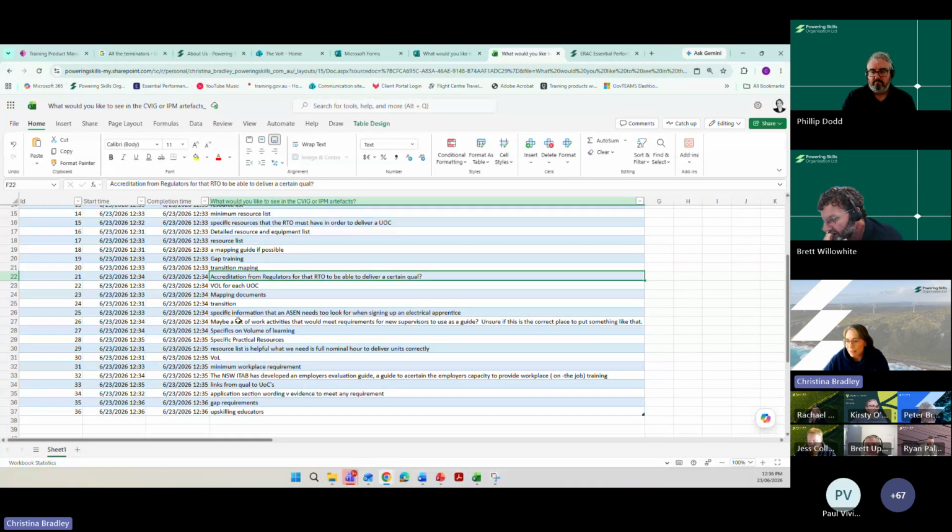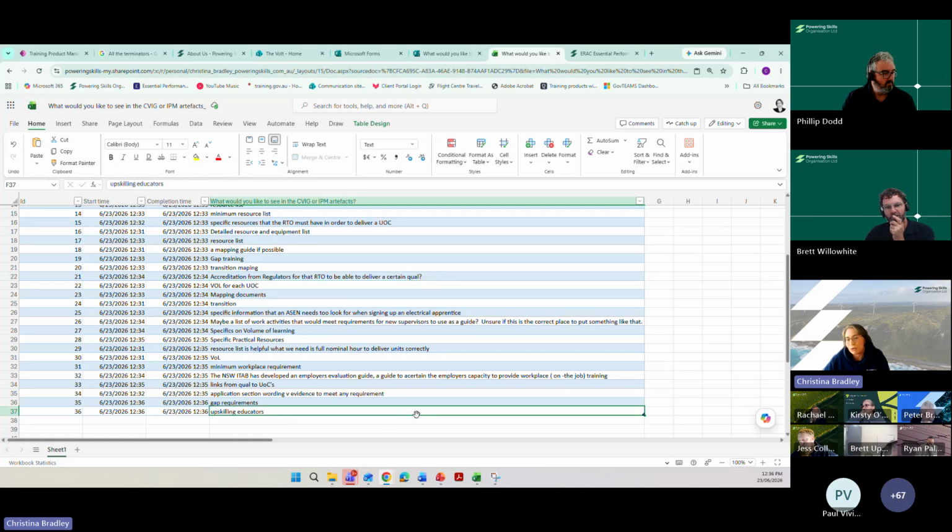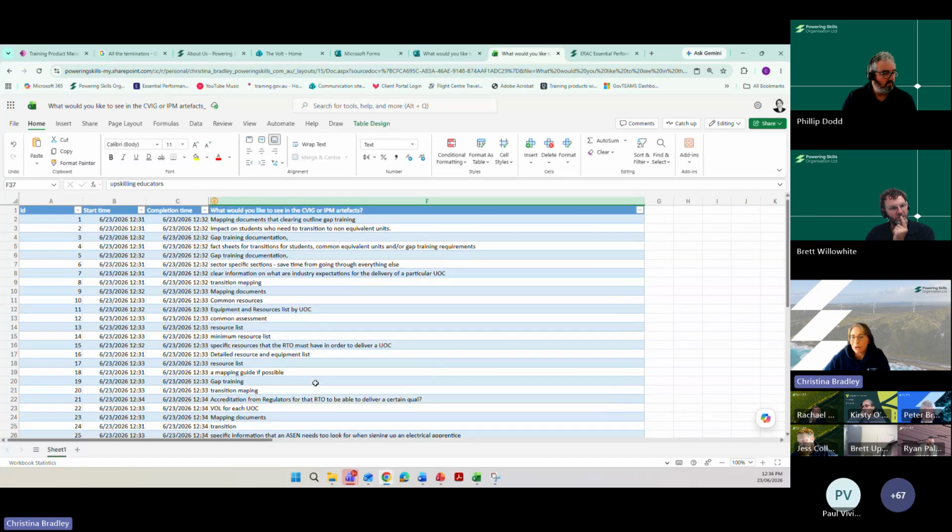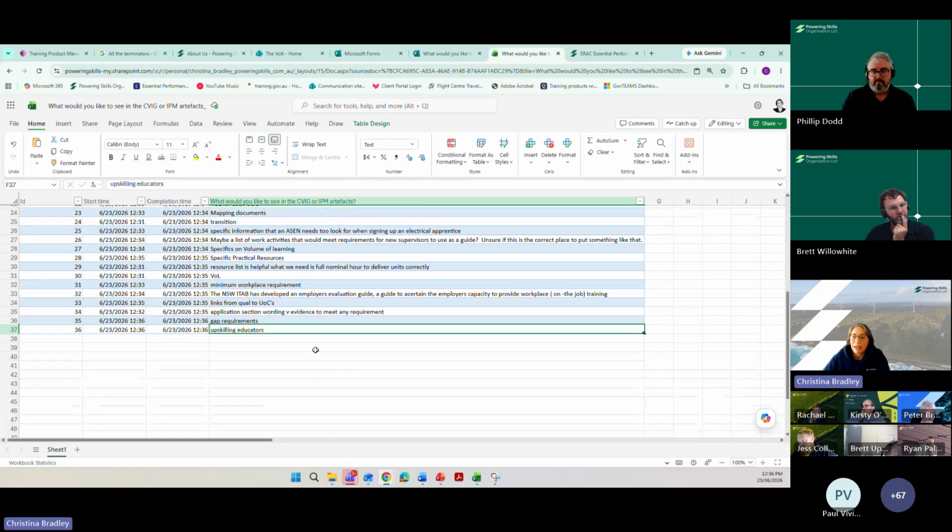We've got some specific information that ASINs need to look at when signing up electrical apprentices: minimum workplace requirements, employer evaluation guides, a guide for certain employers' capacity, on-the-job training, gap equipment upskilling for educators. That's really important too, isn't it? Some guidance like the old EOS pink slip. Thanks, Patrick. We might have a copy of that around the place as well.